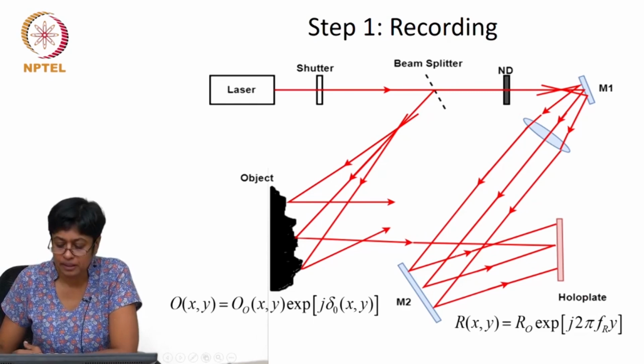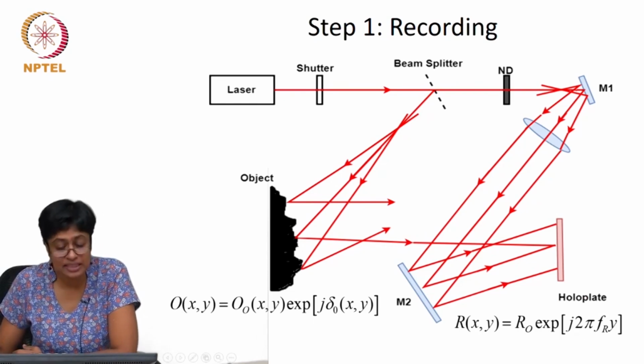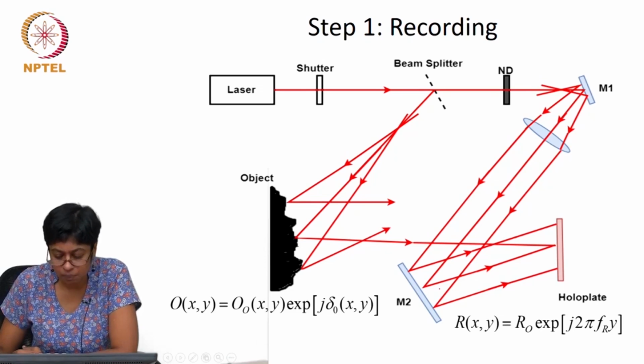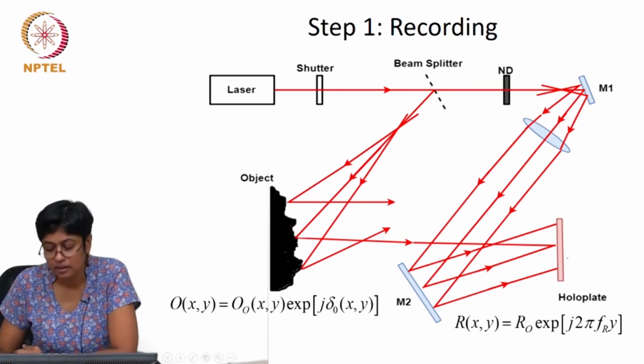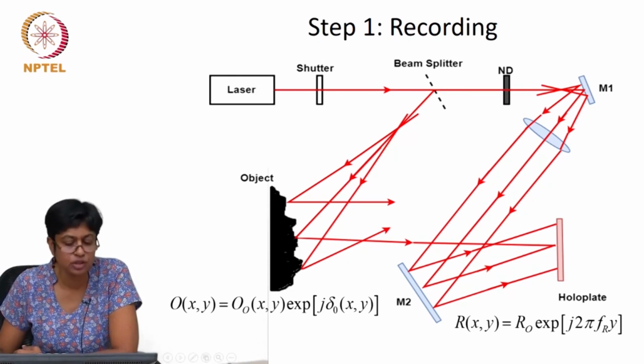So these are the two beams now. There's one beam that acts as reference, it carries no information. All it does is travel a certain optical path length and arrive at this plane. And the second beam goes to the object, reflects off the object, carries the information I'm interested in, and that scattered light arrives at the same plane.